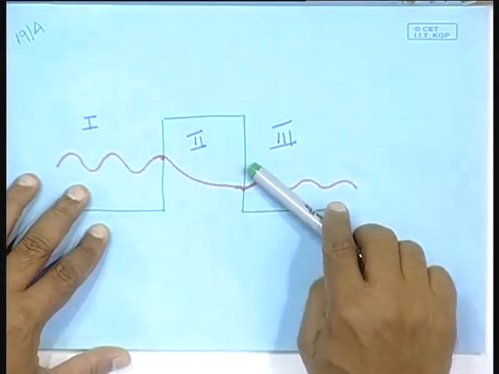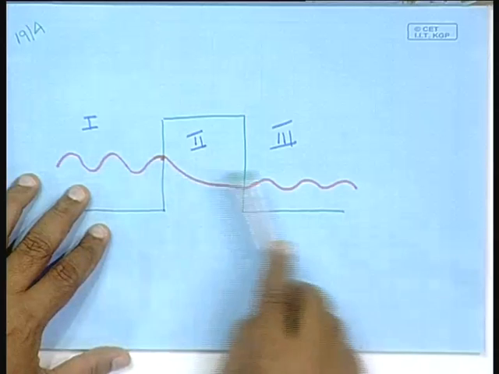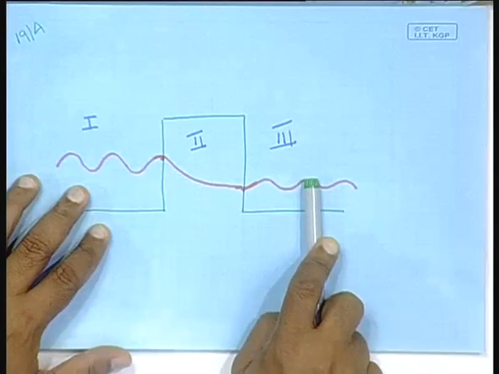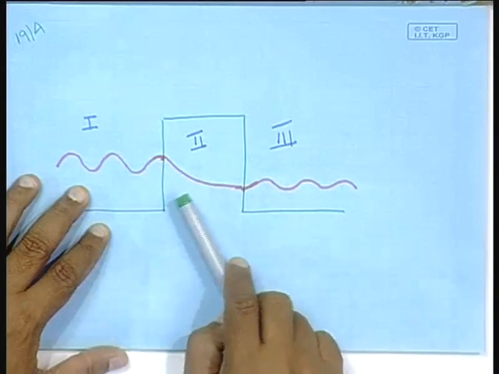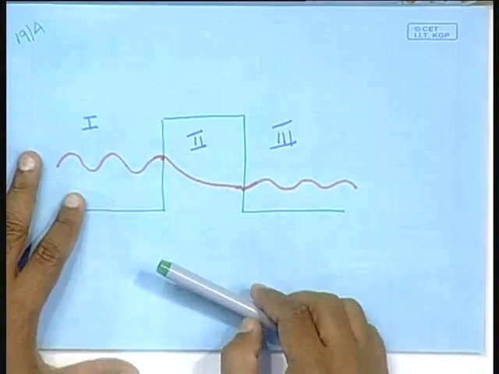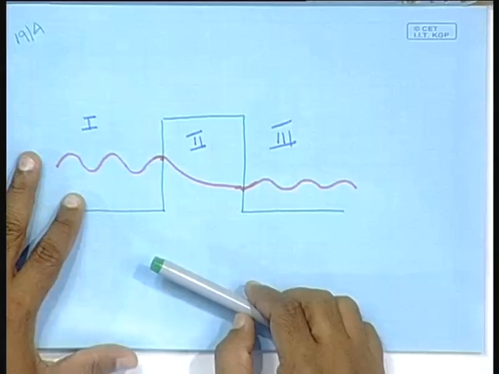Particles are incident here, we are interested in the probability of finding the particle in this region, and it is this phenomenon where the particle gets through a potential barrier which is higher than its energy, which is referred to as quantum tunneling. This is a phenomenon which occurs only if you do a quantum treatment of the problem.